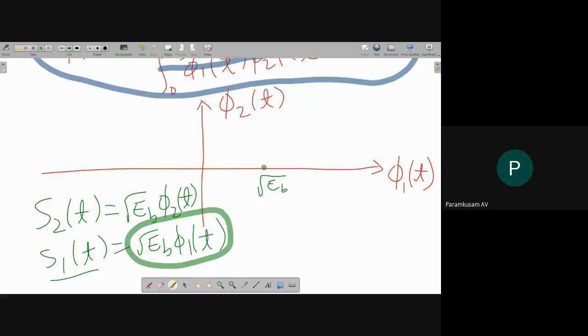S2 ఎక్కడ వస్తుంది? S2 point ఎక్కడ వస్తుంది? S పాయింట్ ఎక్కడ వస్తుంది చెప్పాలి.